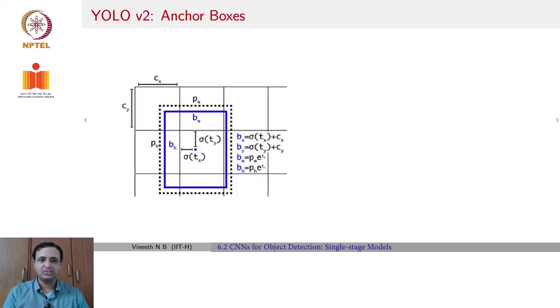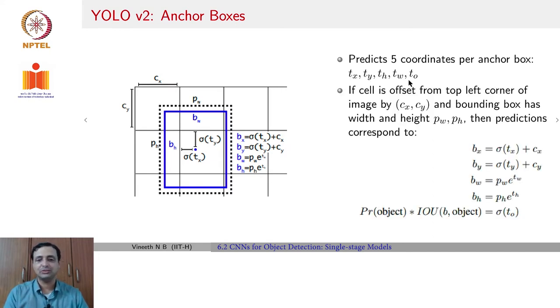To overcome these issues, YOLO v2, which was proposed as an extension of YOLO v1, introduced the idea of anchor boxes into the YOLO framework. These anchor boxes are similar to what you saw with Faster RCNN. So let's see how these anchor boxes work. There are 5 coordinates predicted per anchor box: tx, ty, th, tw and to.